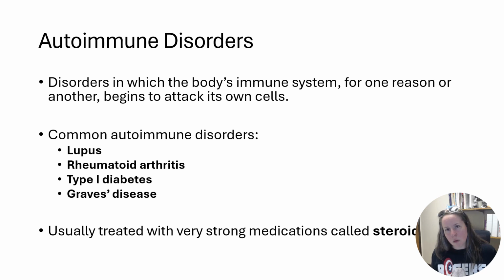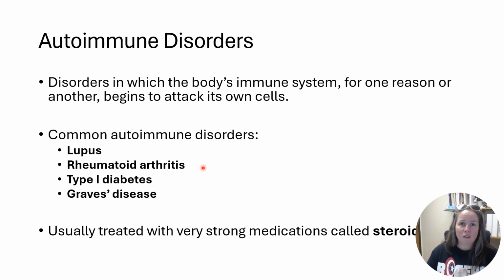Same thing occurs with autoimmune disorders. This is where, for one reason or another, we're not really entirely sure for all of the immune disorders, but your body starts to look at certain populations of cells within it as bad. And so you are going to be attacking your own organs. So some common autoimmune disorders we have are lupus, which is sort of a systemic autoimmune disorder. We have rheumatoid arthritis, which I'll show you pictures of later. It affects your joints. Type 1 diabetes is another autoimmune disorder, as well as Graves' disease.